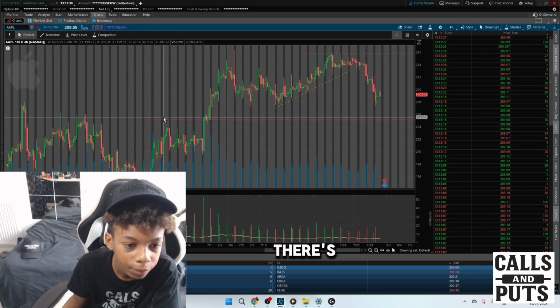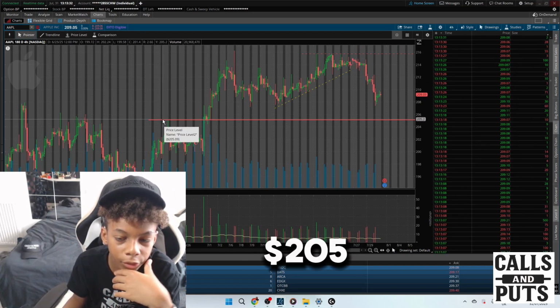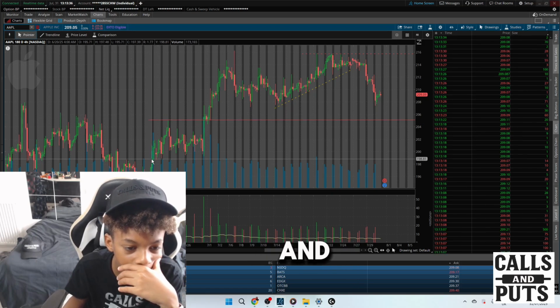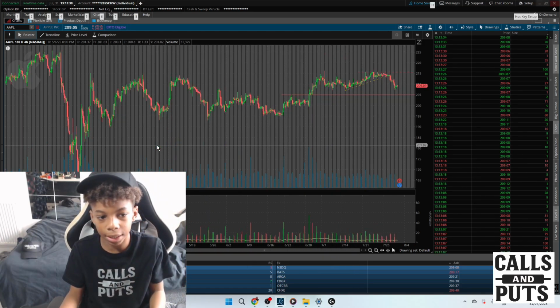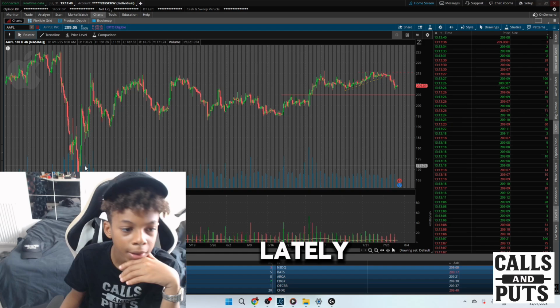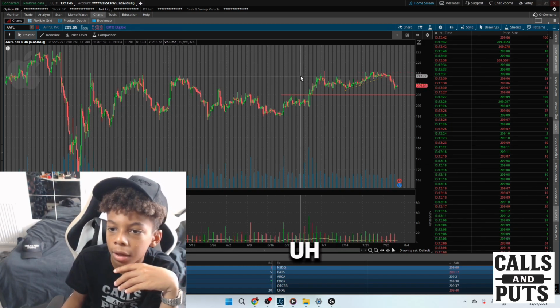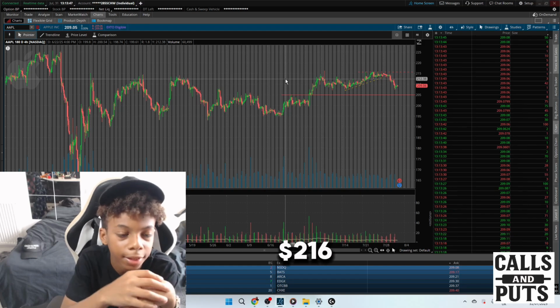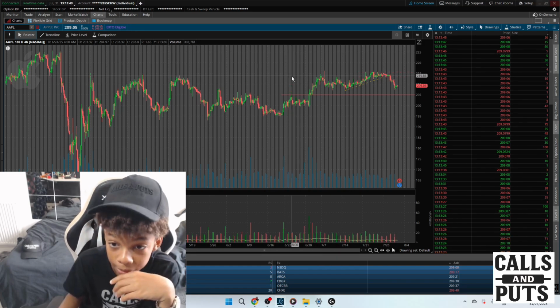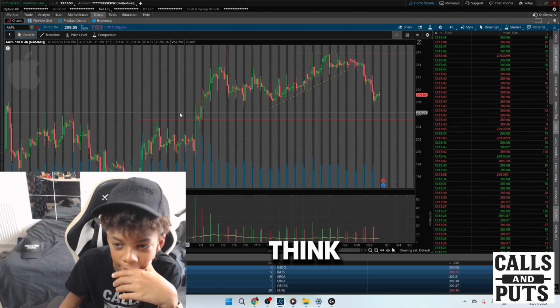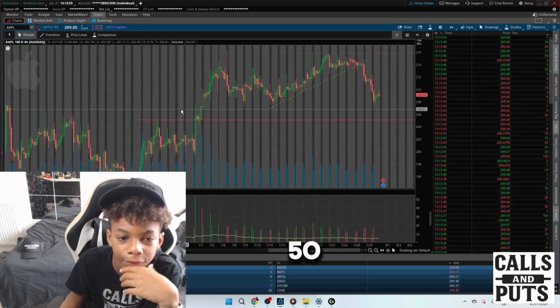As you can see, there's a level here at 205 that I marked out. This is a range, because this is the top of the range and this is the bottom of the range. But at the same time, Apple has been really strong lately. It rallied all the way up to a high of 216. So I took this trade, I think it was at 207.50.